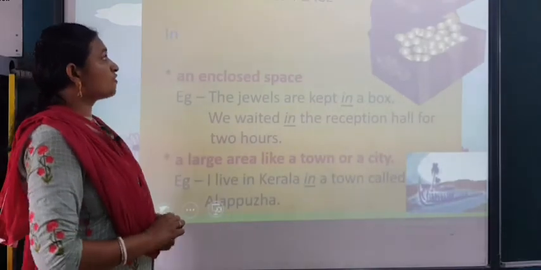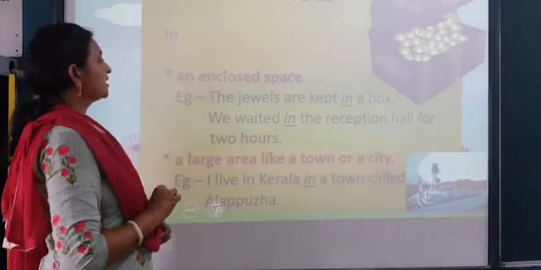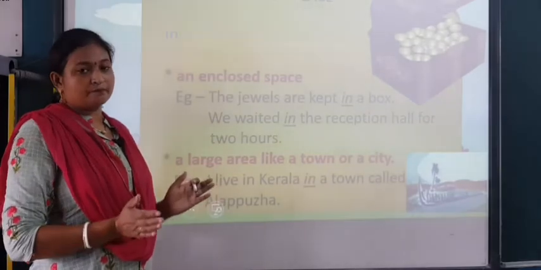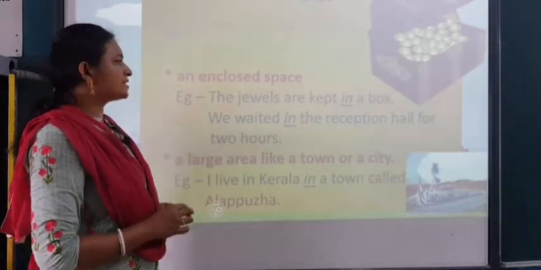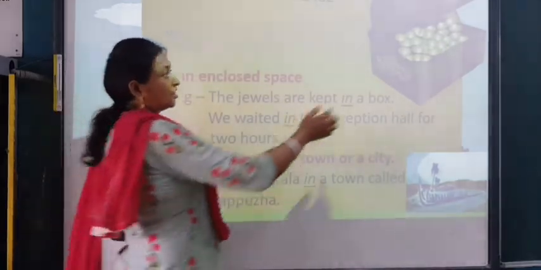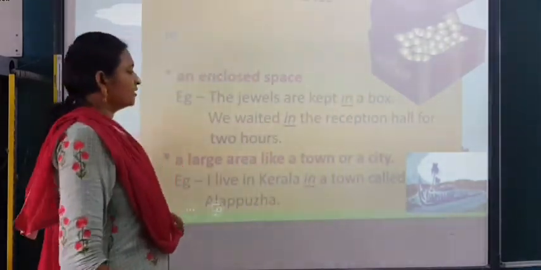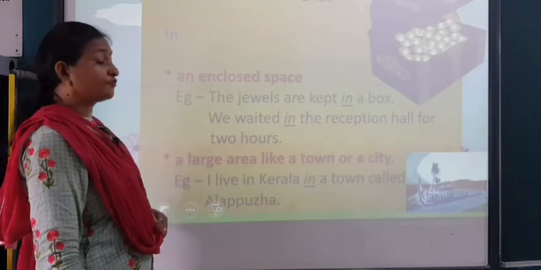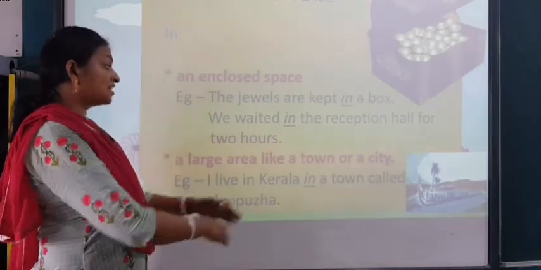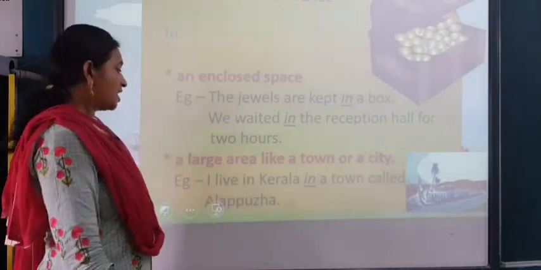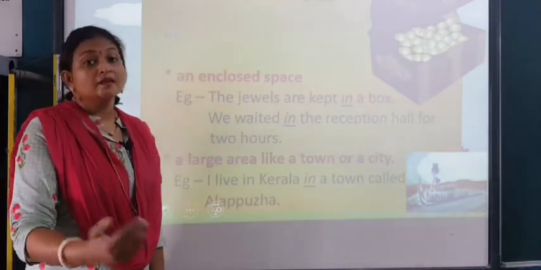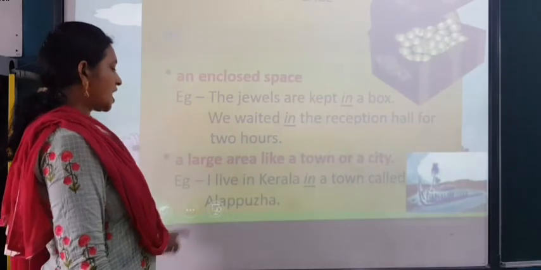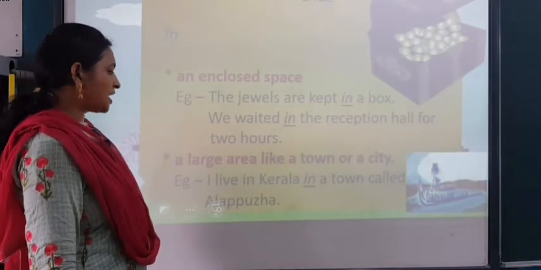Then the preposition of place in is used for an enclosed space, which is completely covered. The jewels are kept in a box, an enclosed area. We waited in the reception hall for 2 hours. When it is a large area like a town or a city: I live in Kerala, I live in Adipur, my school is in Adipur. I live in Kerala in a town called Alapura.